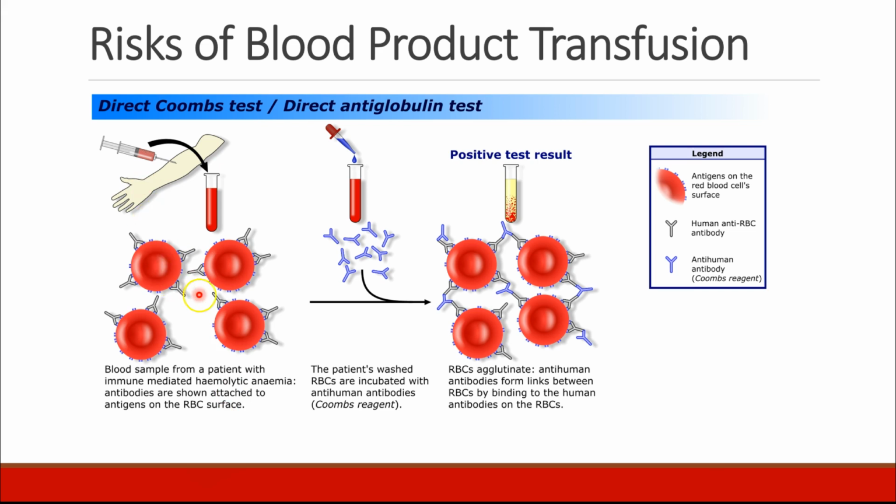In their blood, if it's really happening, they should have antibodies already attached to their donor blood cells. We're going to take this blood and incubate them with anti-human antibodies, that is, antibodies designed to bind to other antibodies. If there are antibodies on the patient's blood, then the anti-human antibodies will bind to them and cause agglutination, a link between the blood cells. So that would be a positive direct Coombs test.